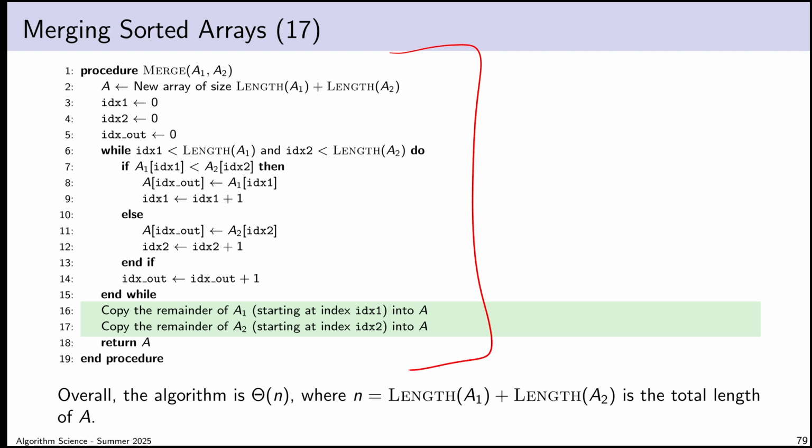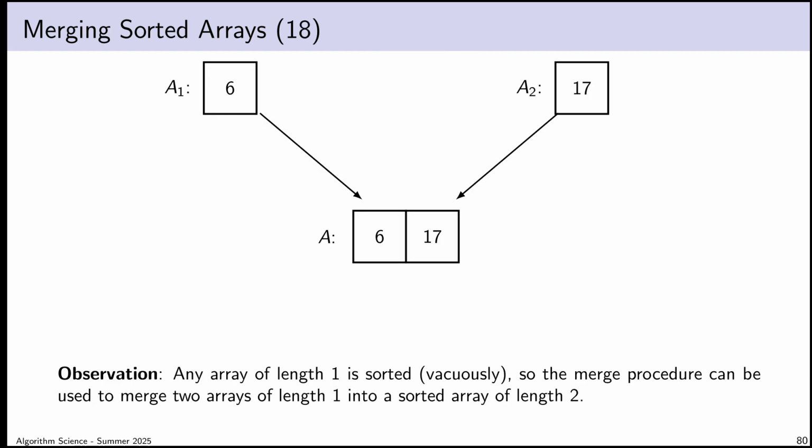So if I have two arrays of one size and I want to make one big array out of them, and both input arrays are sorted, I can do that. I can merge them into one big output array in linear time. And now I begin to wonder where this might come in handy.